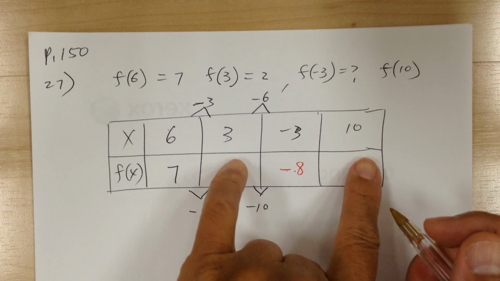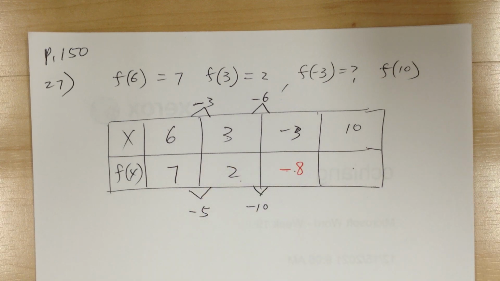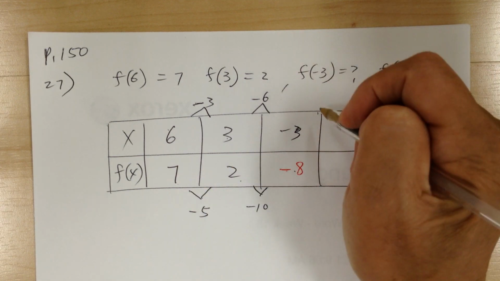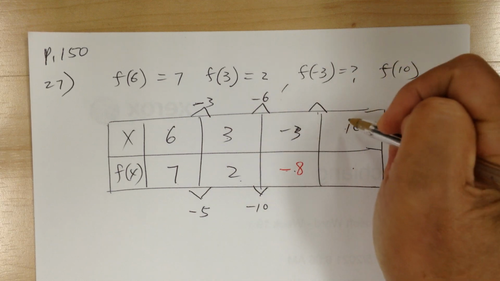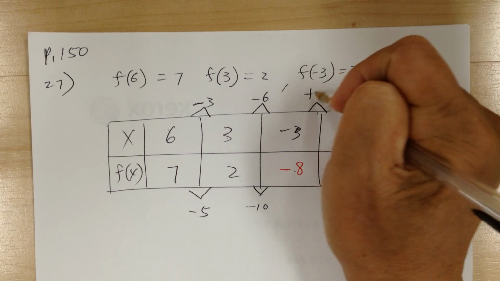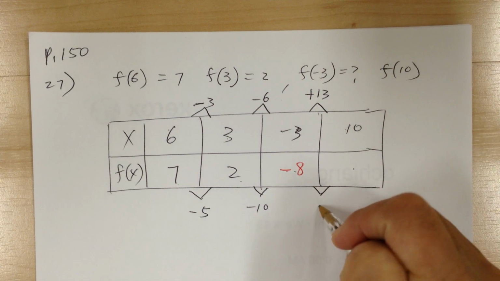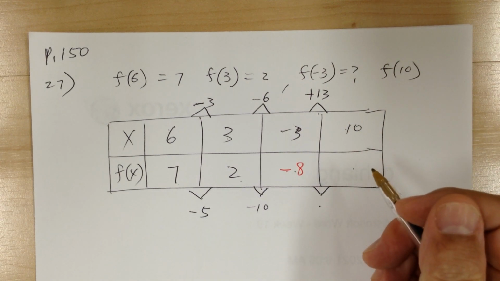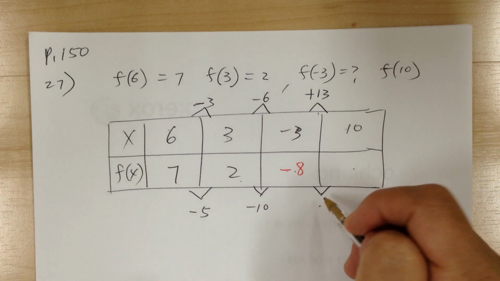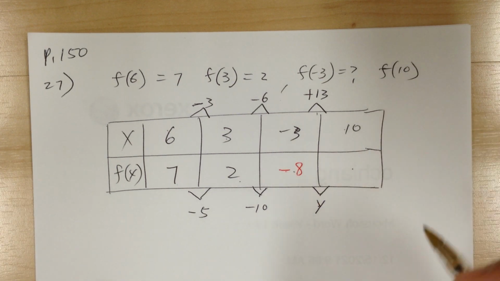And next I'm going to do this number. Now this is going to be a little bit messy. So from here to here, it's going to be plus 13. Okay? So now this one you don't know. I'm just going to call it y, for example, just assign something.